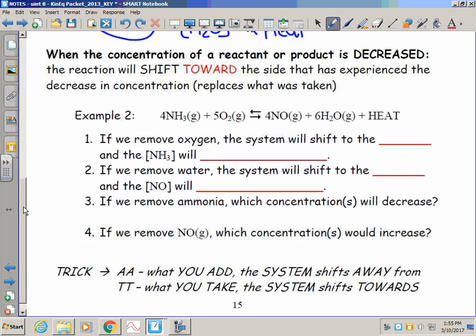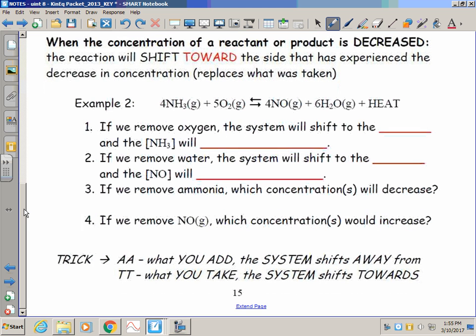Same approach. First we identify the stress. So we're going to remove oxygen. The mathematical symbol for removal, here's oxygen, would be the minus sign, subtraction. So our rule here is take toward. Whatever I take, the system will shift to replace. So the system is going to shift toward the oxygen, meaning it's going to shift to the left.